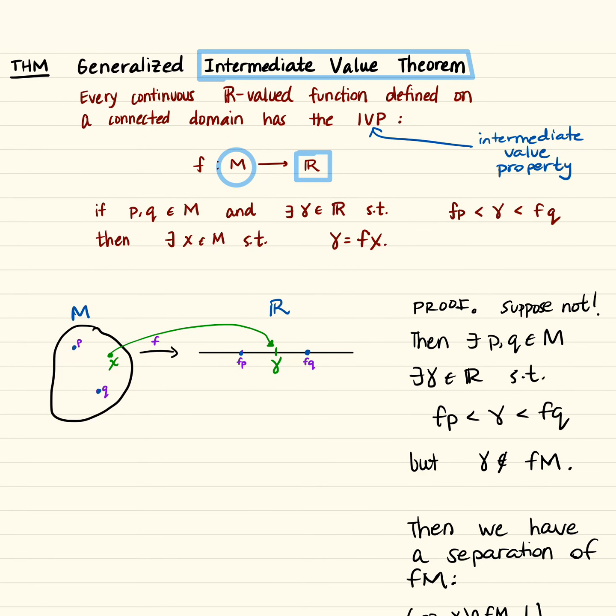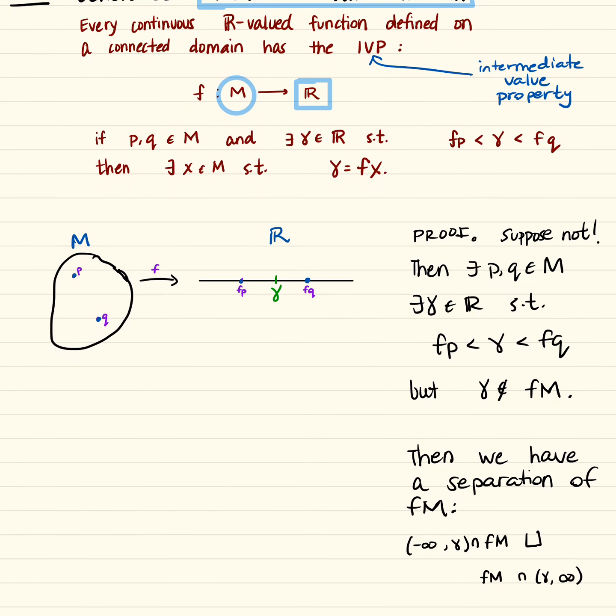So we're going to do the proof. The proof is suppose not. So in other words, suppose F is continuous. F goes from M to R. M is a metric space. P and Q are in M, right? And suppose F of P is less than F of Q. Now imagine what would happen if there was a gamma in between F of P and F of Q, but no point in M was mapped to gamma, right? So this is our suppose not.